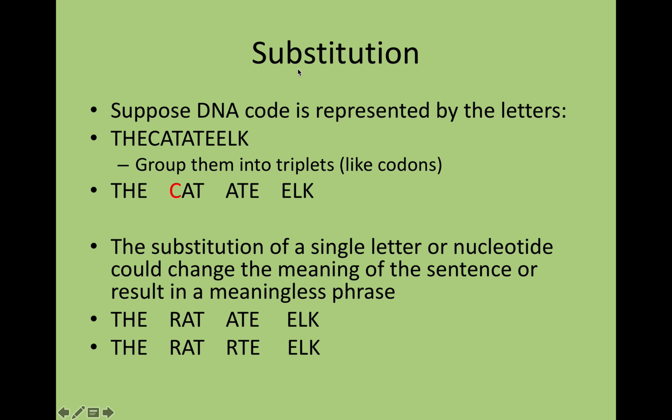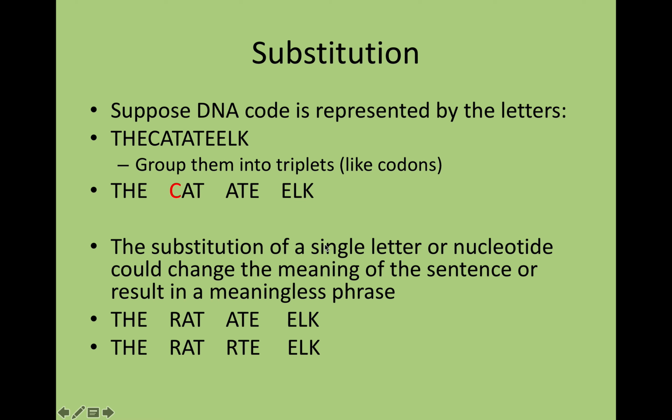So looking at a substitution mutation, a substitution is simply a switch from one nucleotide to a different nucleotide. So it's supposed to be an adenine, and the DNA polymerase puts in a thymine, for example. I have these random letters here, which aren't so random, but if we group them into threes, just like we would for codons, this sentence says the cat ate elk. So this is what the cell's genome is trying to say: the cat ate elk.